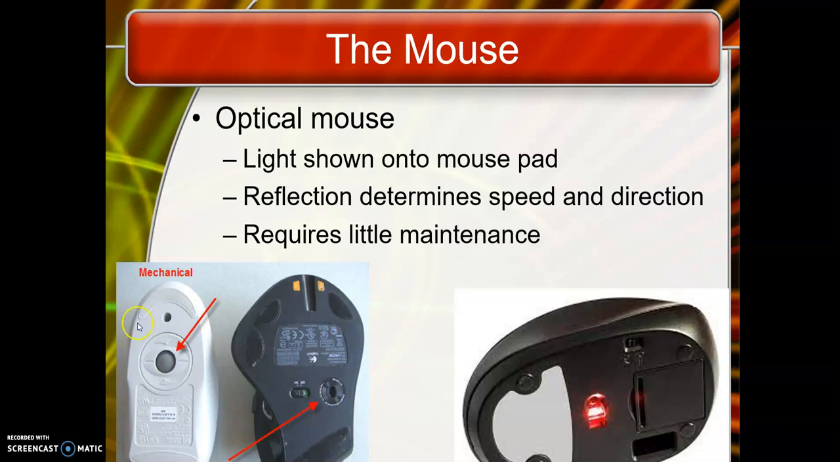Okay, this is a kind of mechanical mouse which has a little roller ball over here. As you move this roller ball on the ground, it will adjust the position of your cursor. This example is for an optical mouse. You can see that there is no roller ball over here, and this optical device, when you power on or install your mouse, will glow like this. This optical mouse light determines, according to the reflection, speed and direction. It requires maintenance.